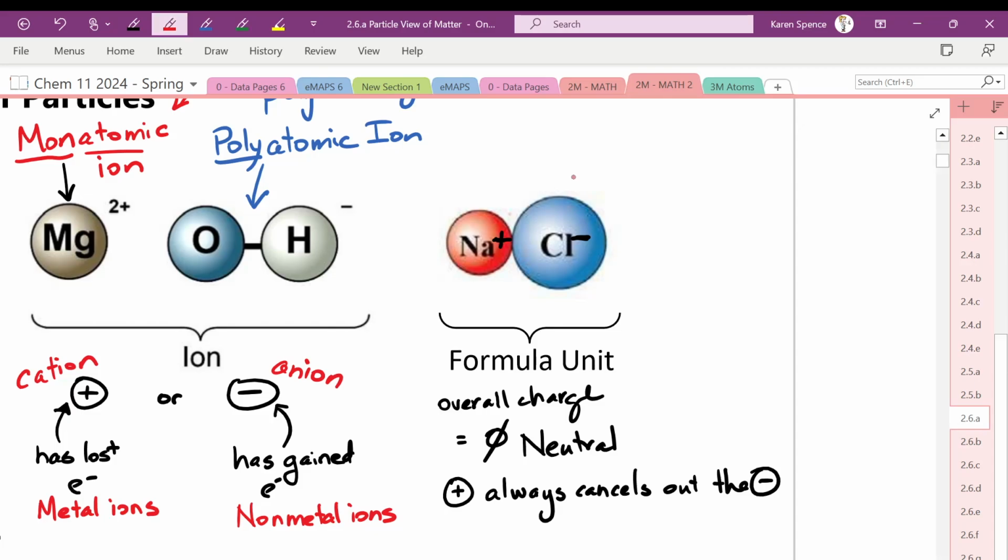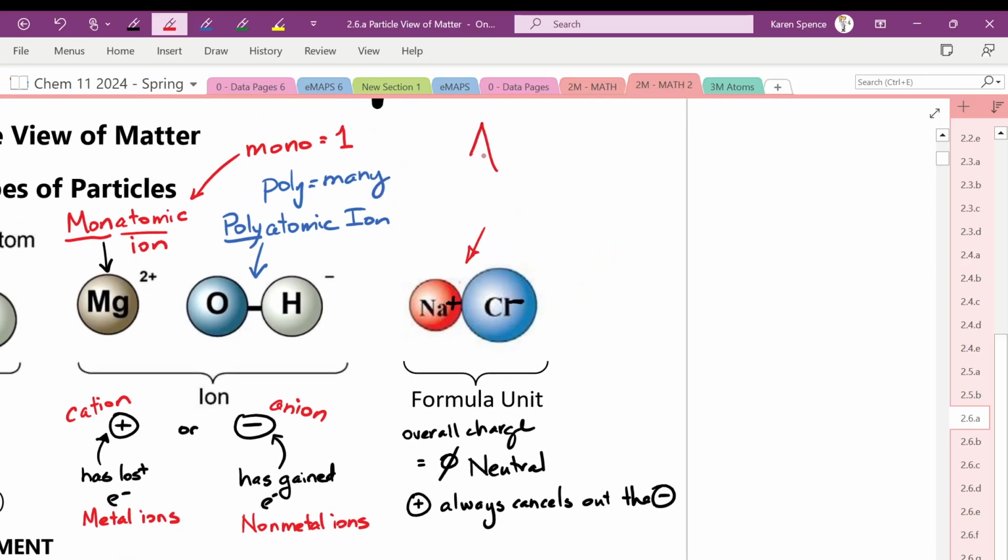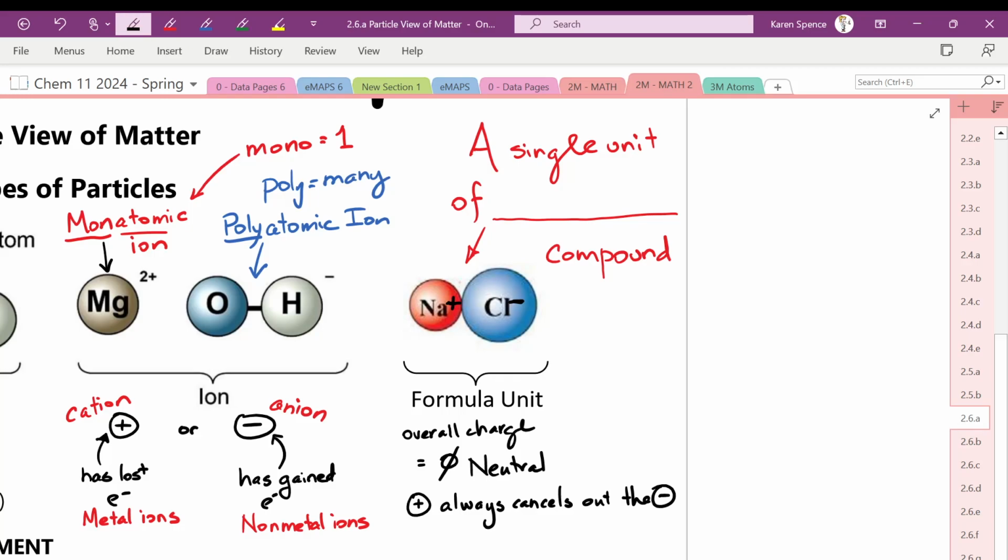And a formula unit is a single unit of what type of compound? Ionic. Gosh, it's made of ions. It is an ionic compound. Shocking, right? If you put many formula units together, what do you get?